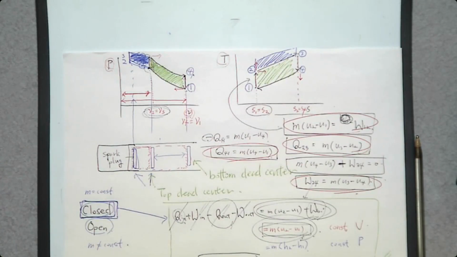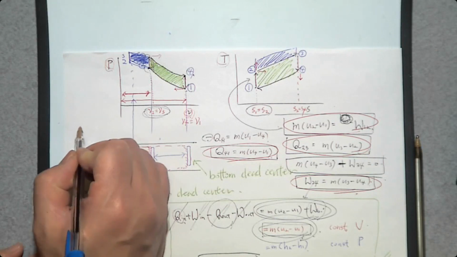So the simplest way to improve the performance of this reciprocating internal combustion engine is to make this one longer so we can have more compression. In other words, we can improve the compression ratio.